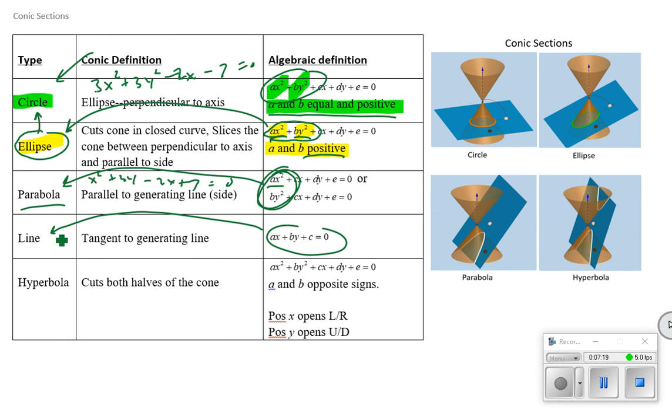And finally, if A and B have opposite signs, it's the hyperbola. It's the shape that looks like a hyperbola. Graphically, it could open left and right, or it could open up and down. If x is positive, it opens left and right. If y is positive, it opens up and down.